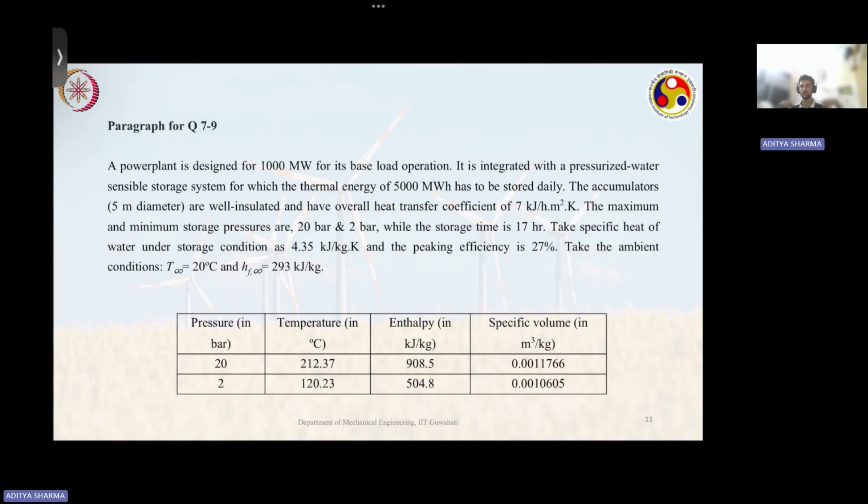Then we have numerical questions from 6 to 7 to 9. So information for that has been given to solve those questions. Please note down the information.